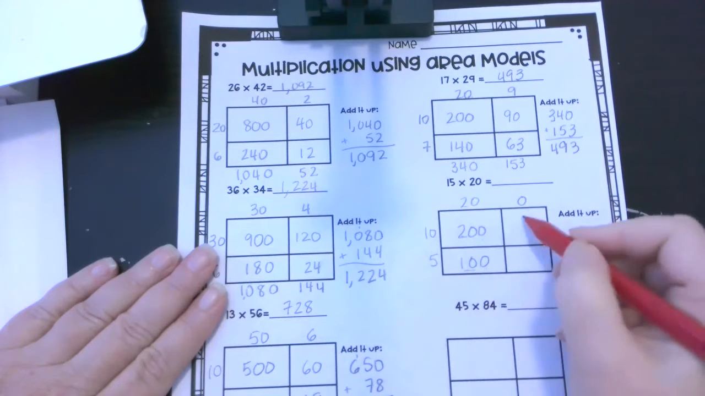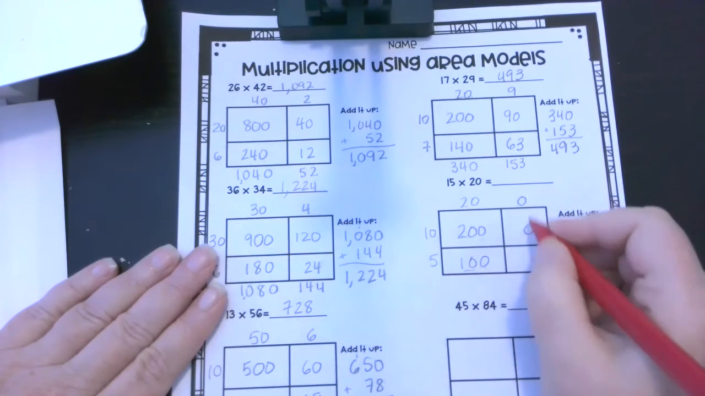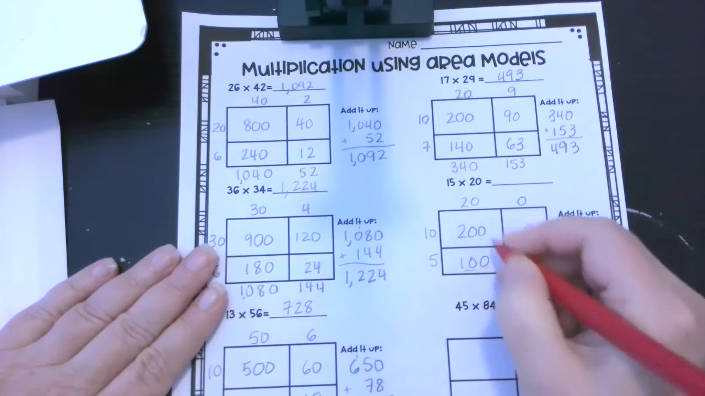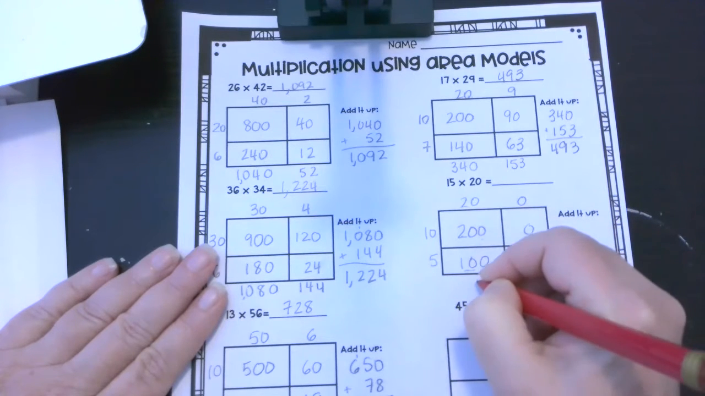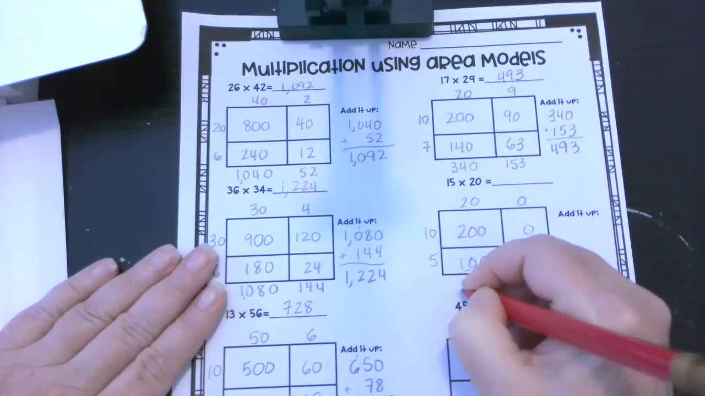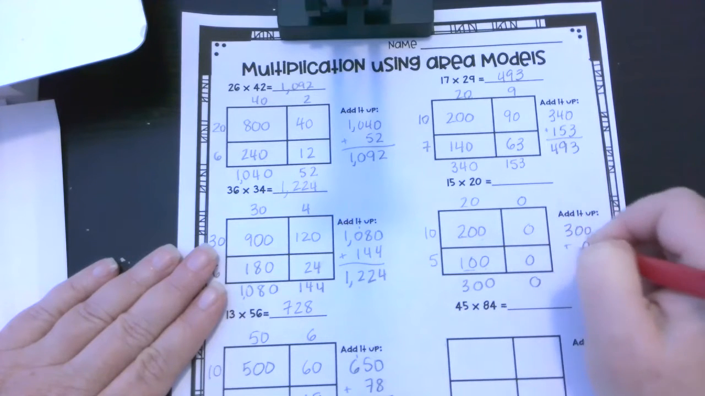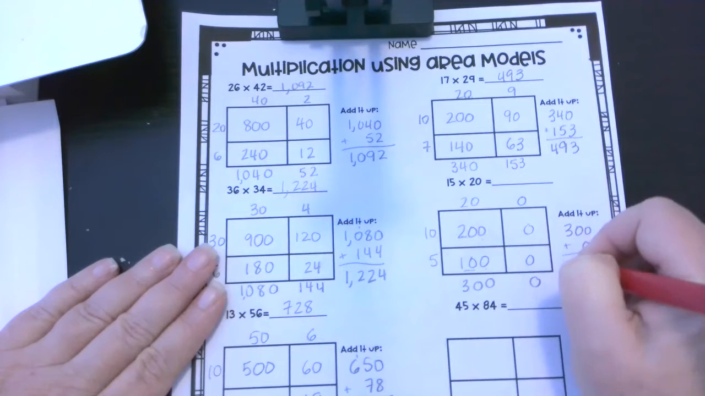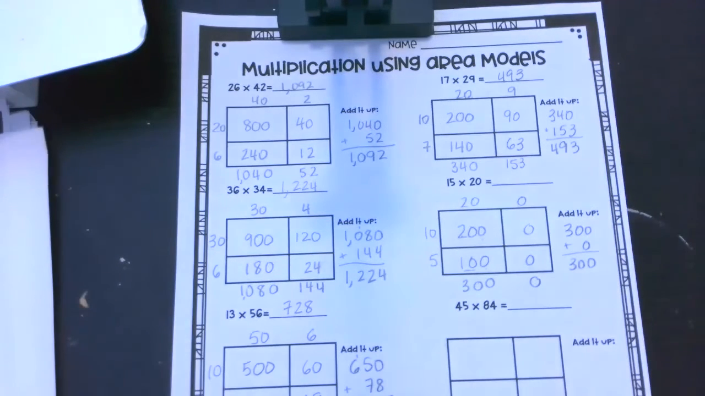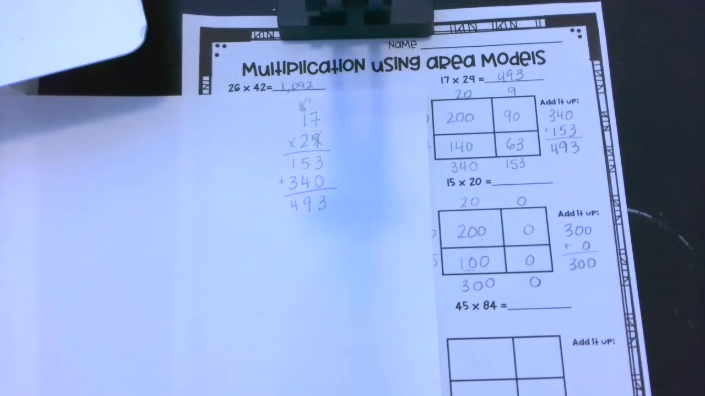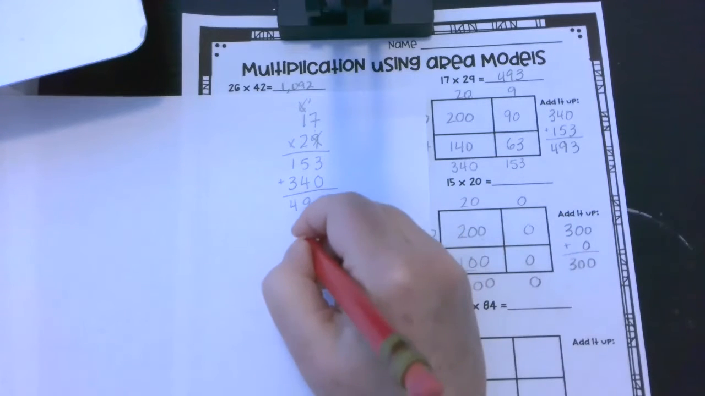And then 10 times 0 is 0. 5 times 0 is also 0. I'm still going to go through all the motions. So that's 0, that's 0, that's 3. I'm going to add it up. 300 plus 0. I know this seems silly, but I'm doing it for a reason. It's 300.